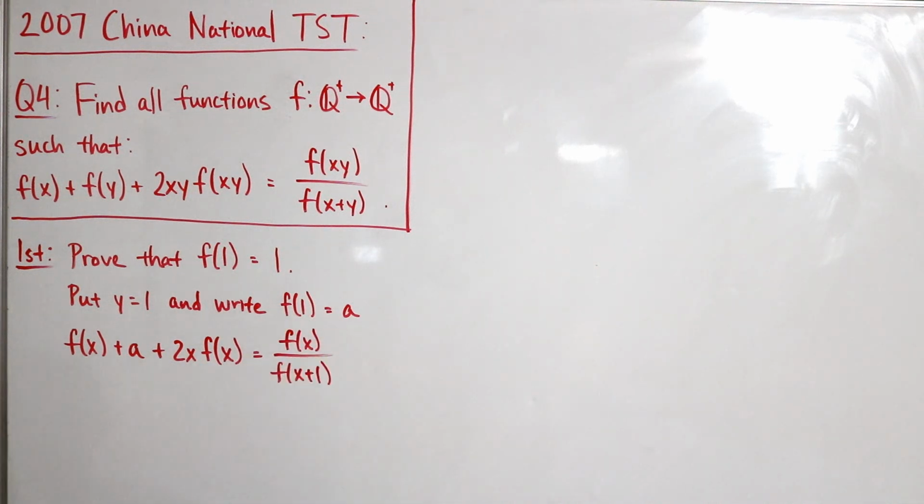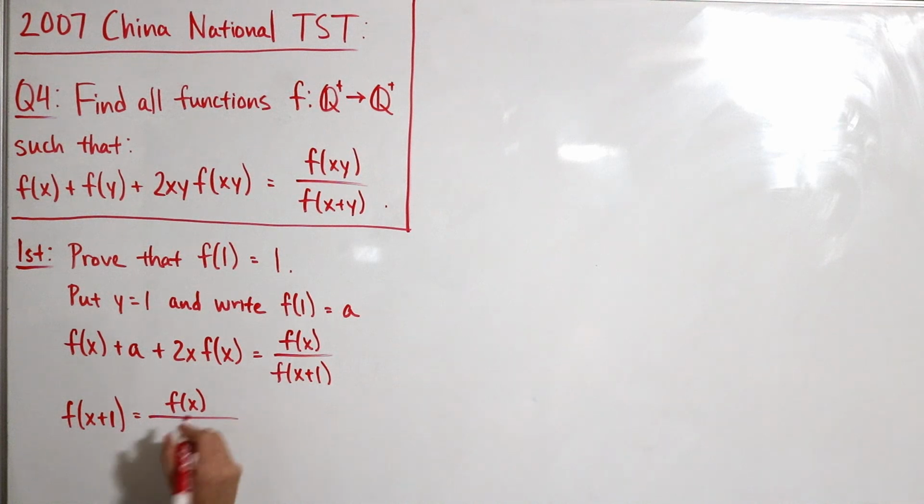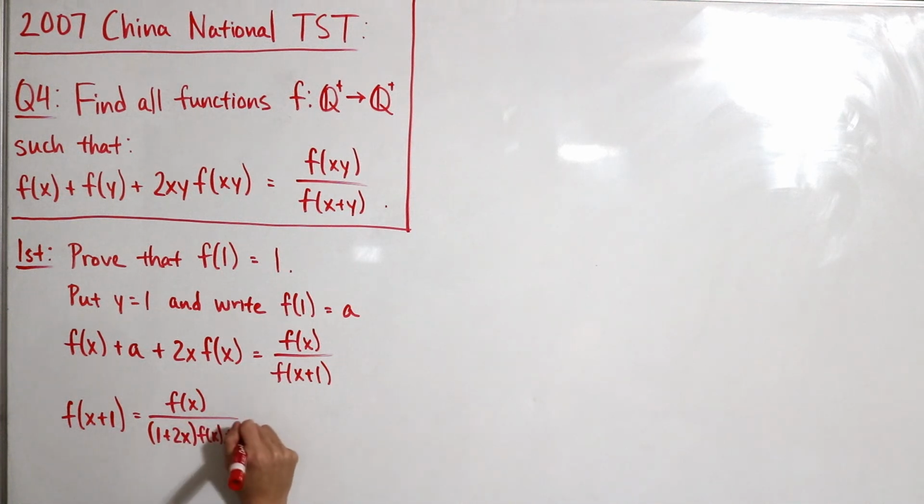plus 1. And so what we want to do is get f of x plus 1 by itself, which is very easy to perform, the algebra, and you'll get that f of x plus 1 is simply equal to f of x. Then we divide this by, so I'll factor out the 1 plus 2x, multiplied by f of x, and then add this with a.